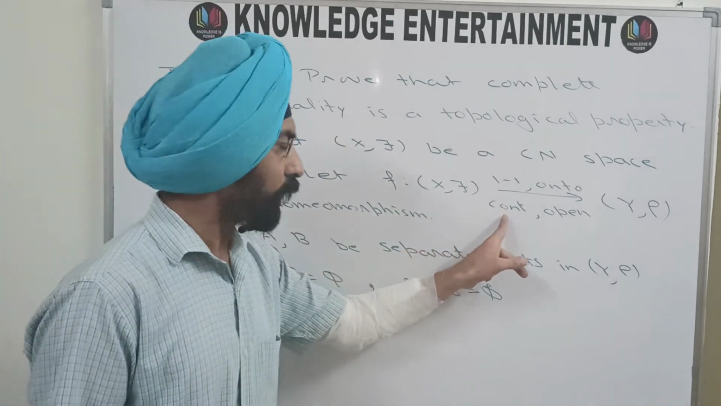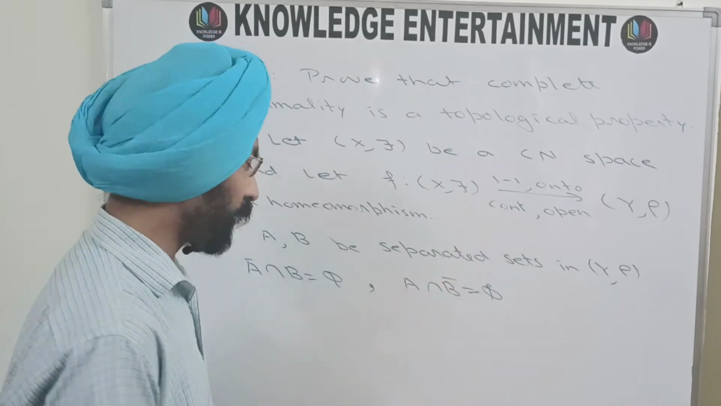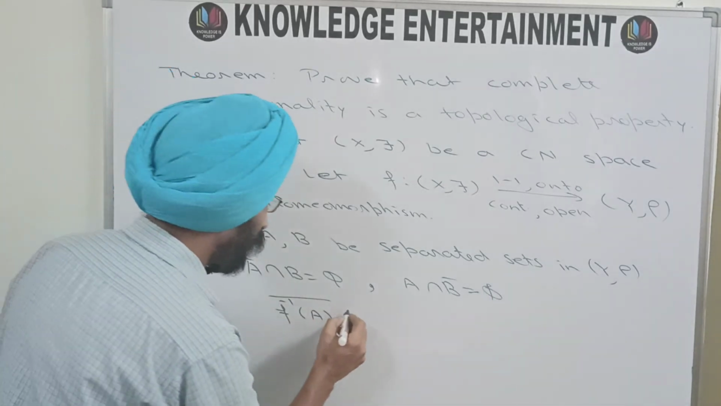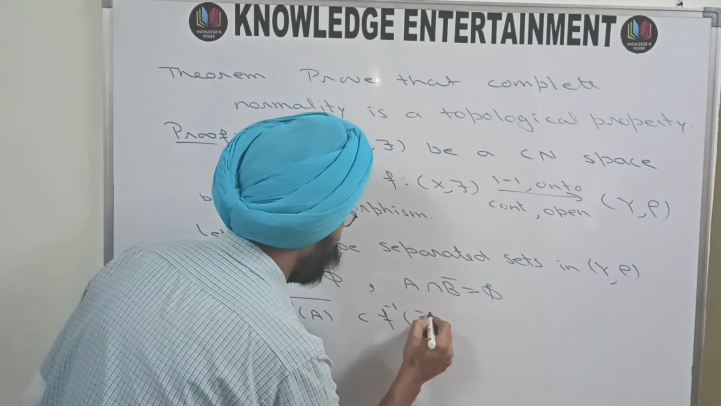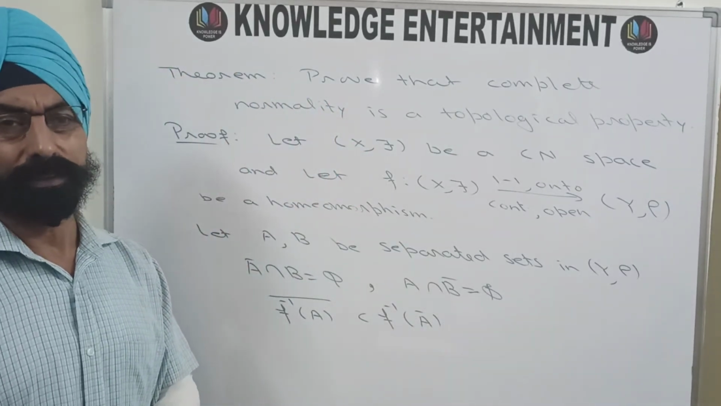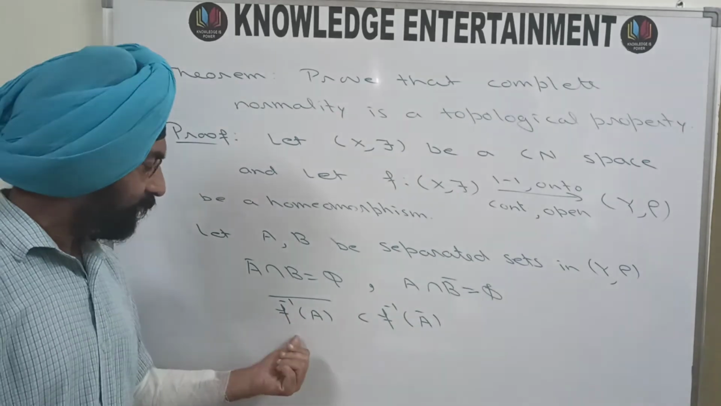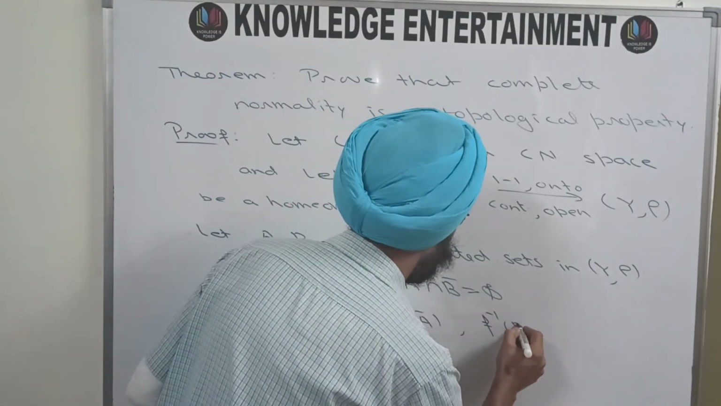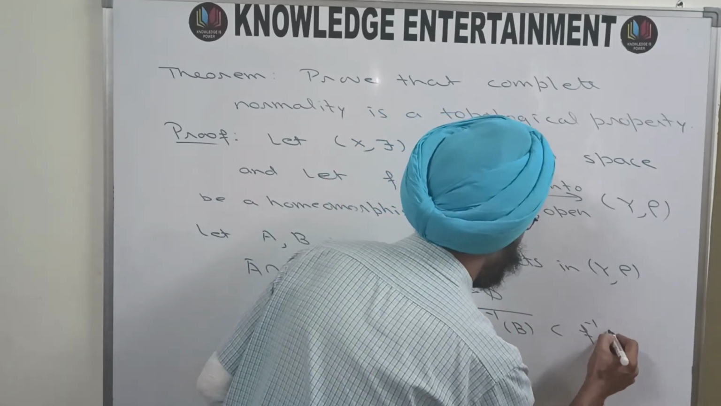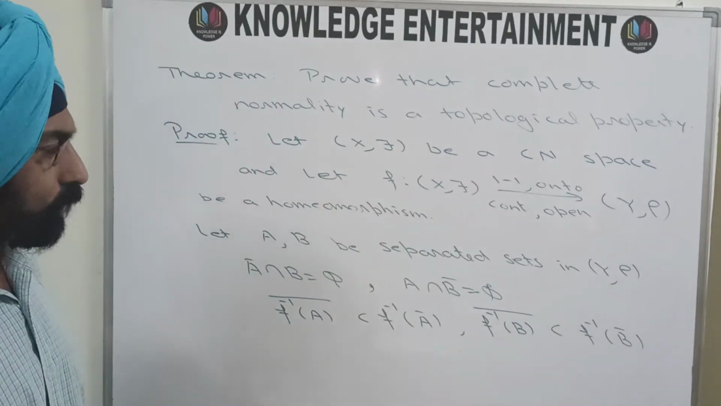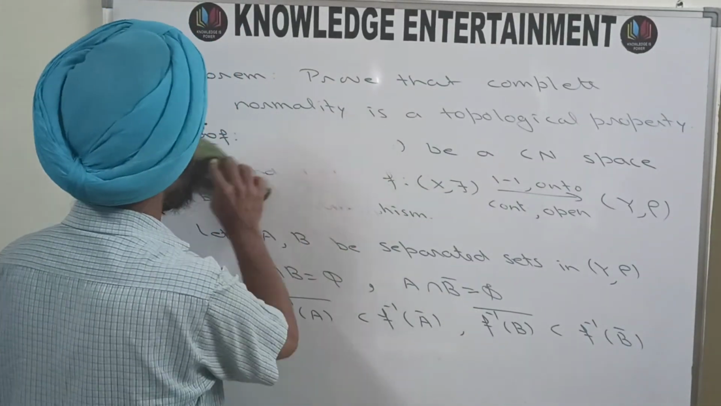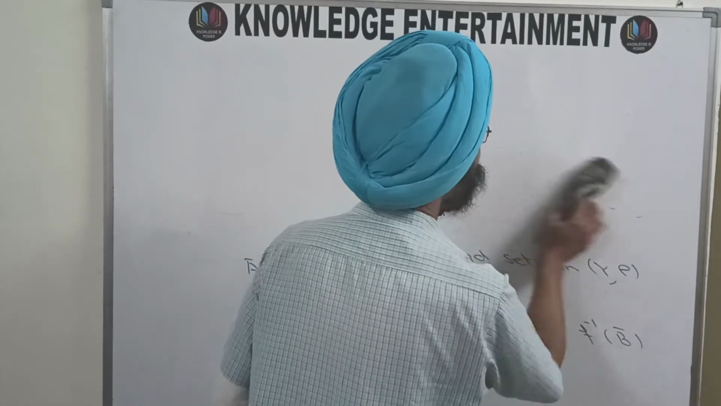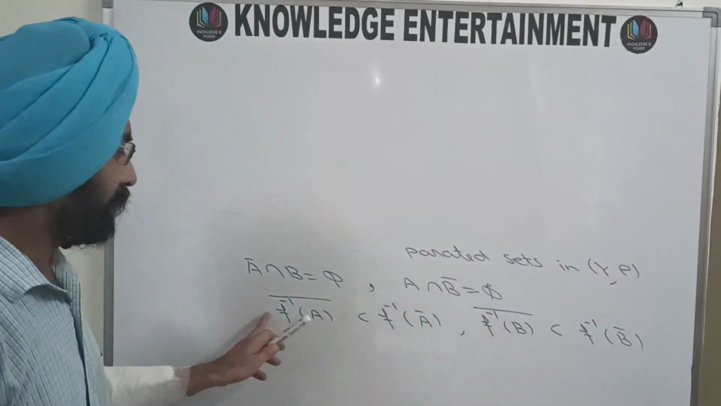Since f is a continuous function, the closure of f inverse A will be a subset of f inverse of A closure. From the chapter on continuity, you can say the closure of f inverse A is a subset of f inverse of A bar, and similarly the closure of f inverse B is a subset of f inverse of B bar.